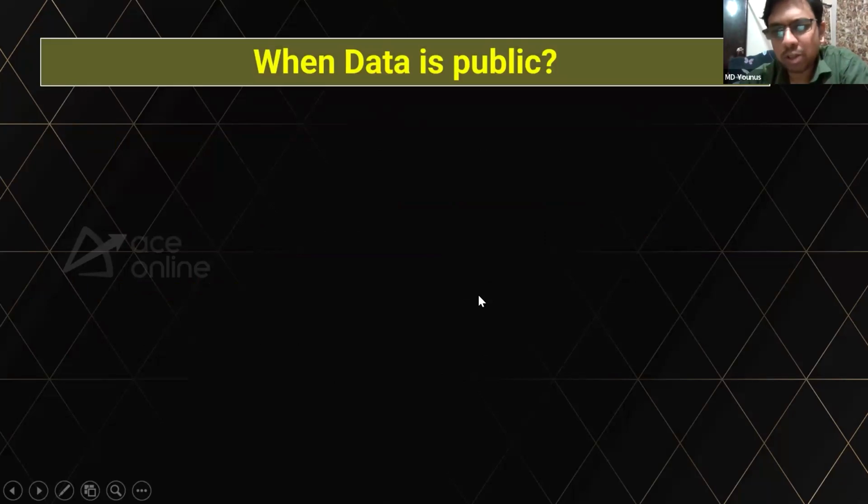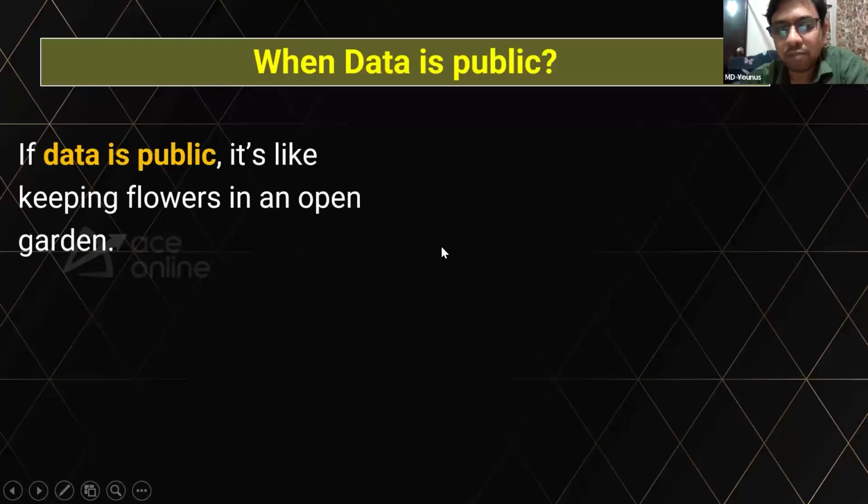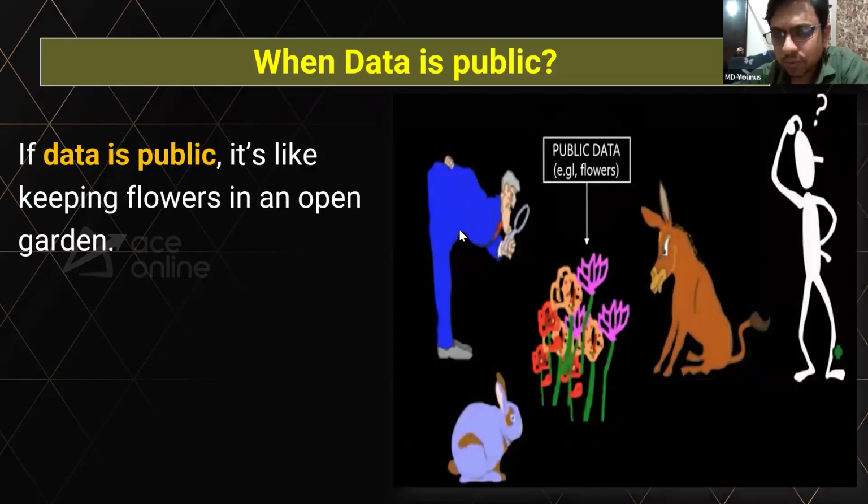So as Monica says, we haven't used the access modifier public, but let's say when the data is public, meaning it is available to everyone, it's like keeping a flower in an open garden where it's publicly available. Then what happens? Is my garden safe now? When I keep this flower in an open garden, is my garden or the flowers safe?